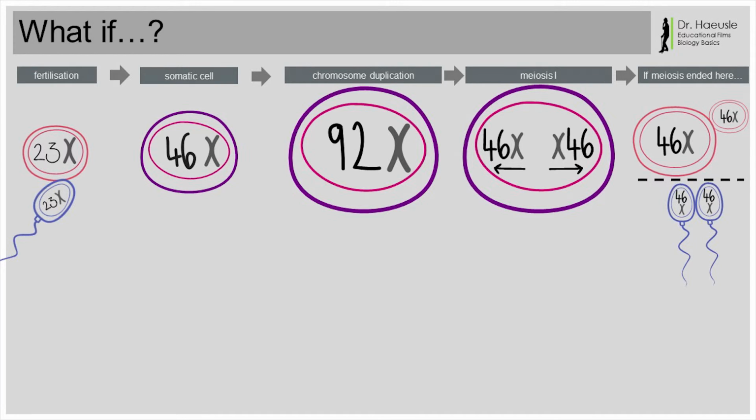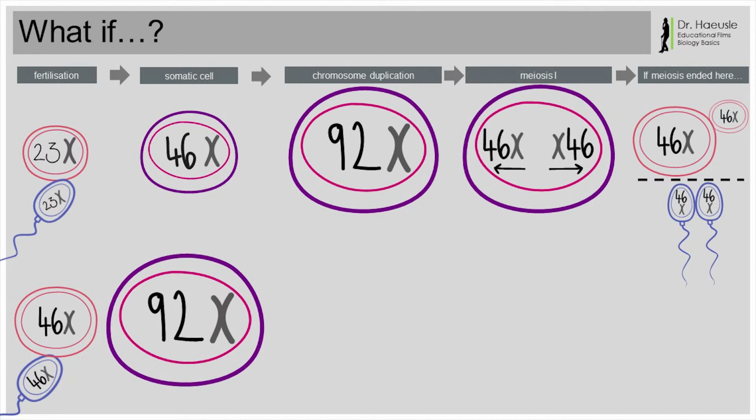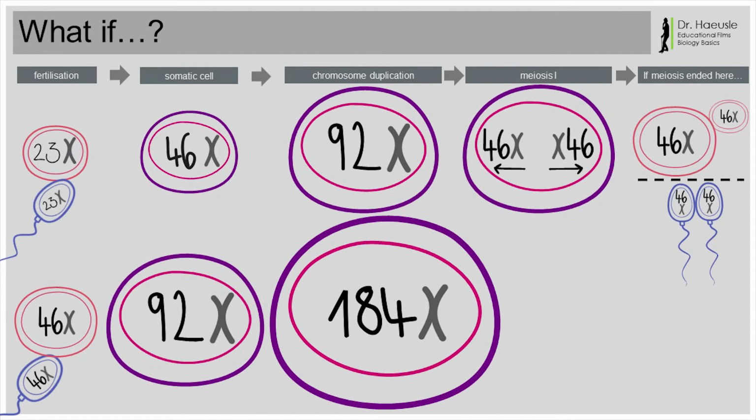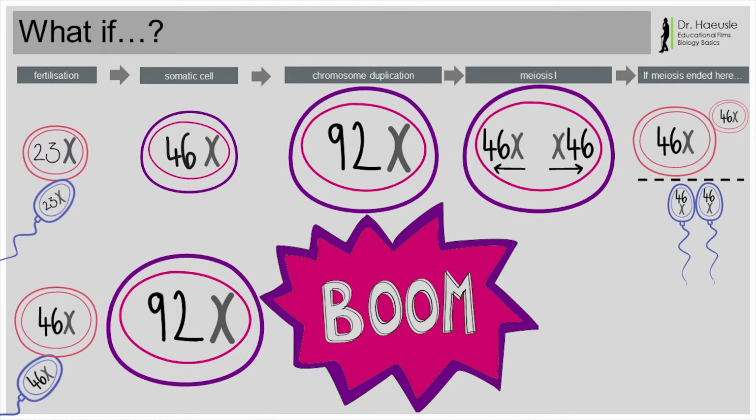If such a sperm would fertilize a similar egg cell, the outcome would be a somatic cell with 92 double-stranded chromosomes. During S phase of interphase, the DNA of this cell would replicate and the cell would now contain 184 double-stranded chromosomes. I think it's clear that it cannot work like that. The number of chromosomes in our somatic cells has to be constant. This is accomplished by meiosis 2.